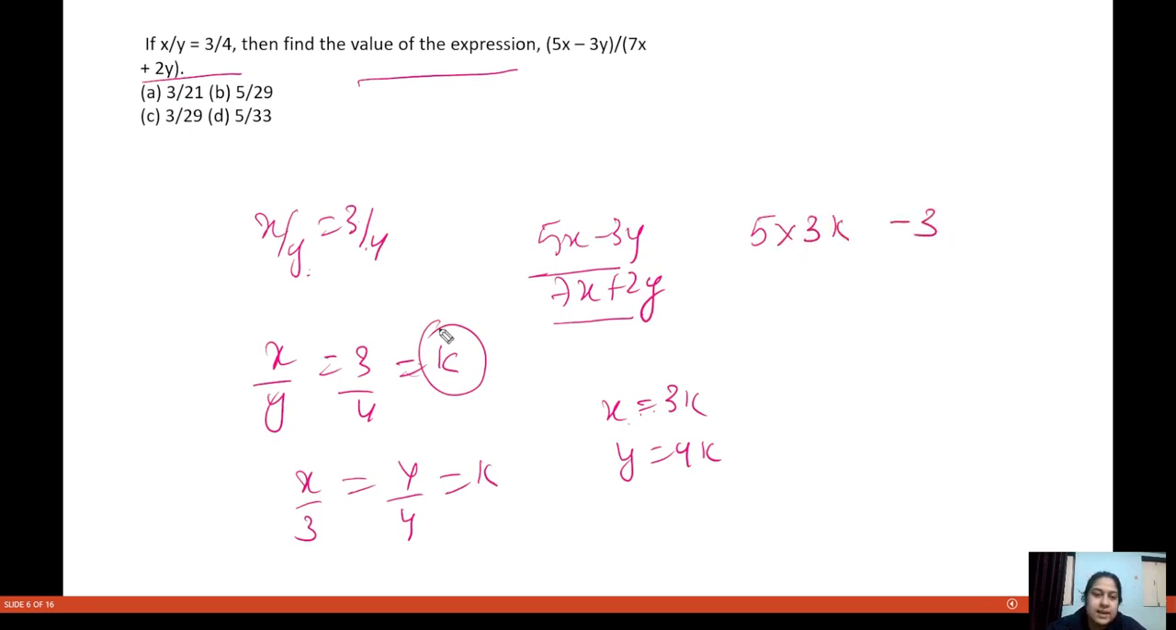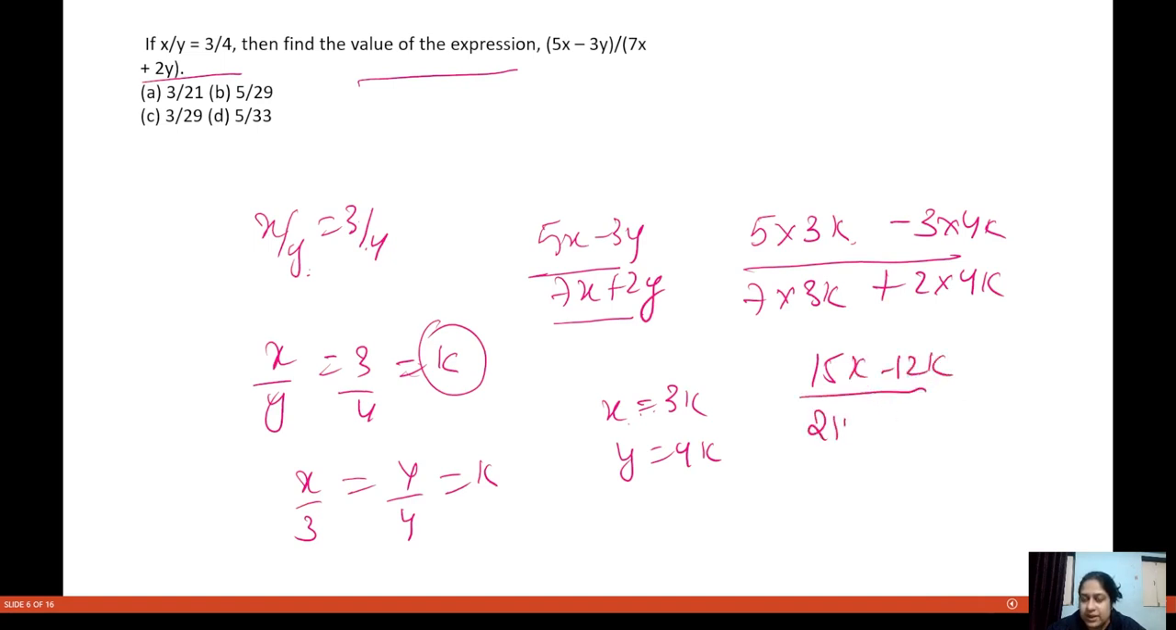So this is 15k minus 12k divided by 21k plus 8k. So this is becoming how much? This is becoming 3k divided by 29k, and this became 3 by 29. So 3 by 29 is your answer. It is that simple. See, it is saying x by y is equal to 3 by 4.